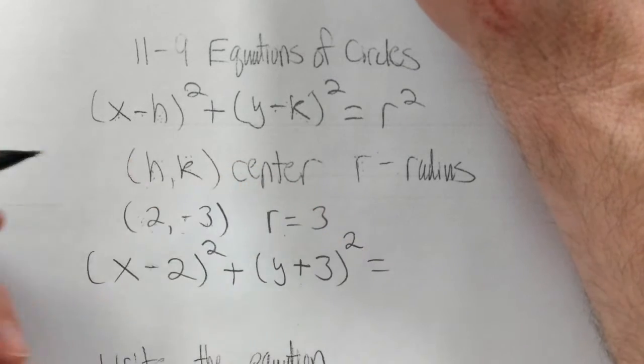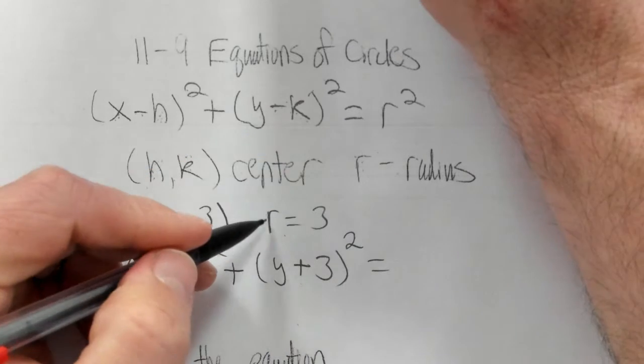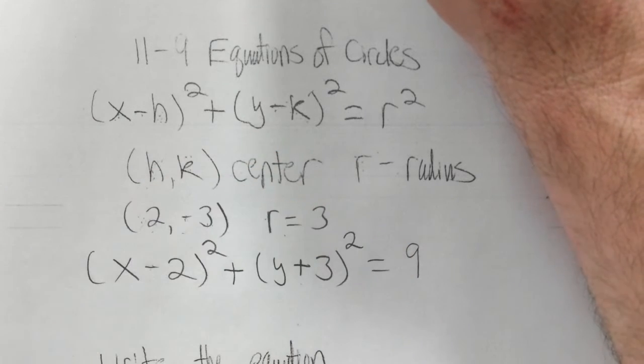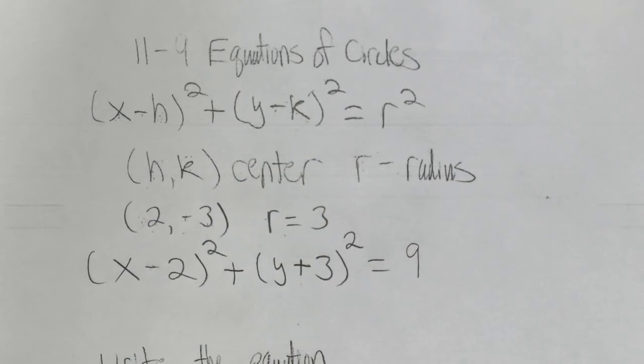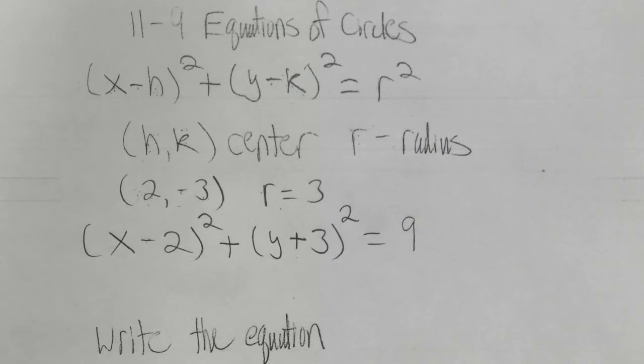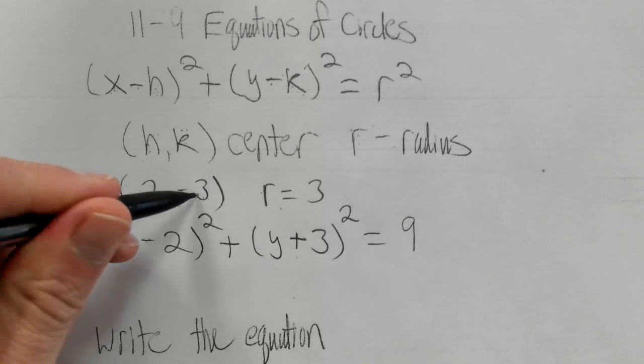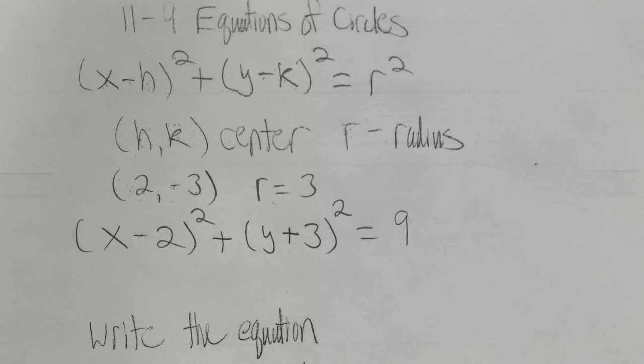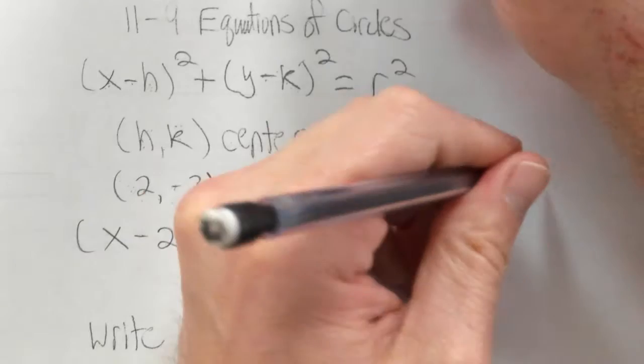Now, all this is going to be equal to the radius squared. Well, what's the radius? It's 3. 3 squared is going to make 9. And then that is the equation for a circle with a center of 2 comma negative 3 and a radius of 3. Now we can go through and sketch the graph of it real quick off to the side.